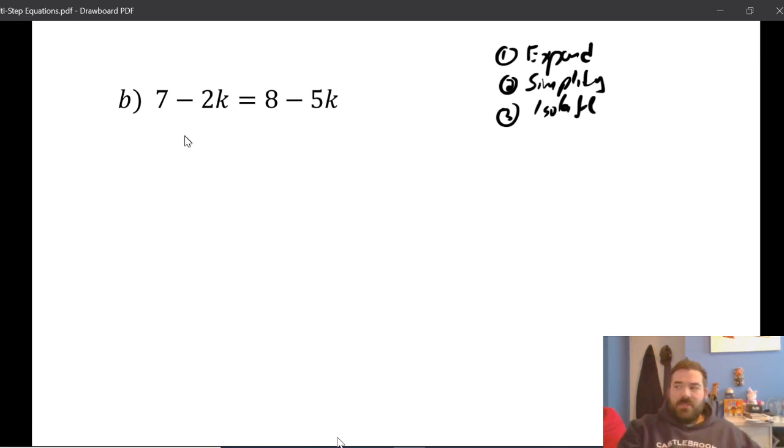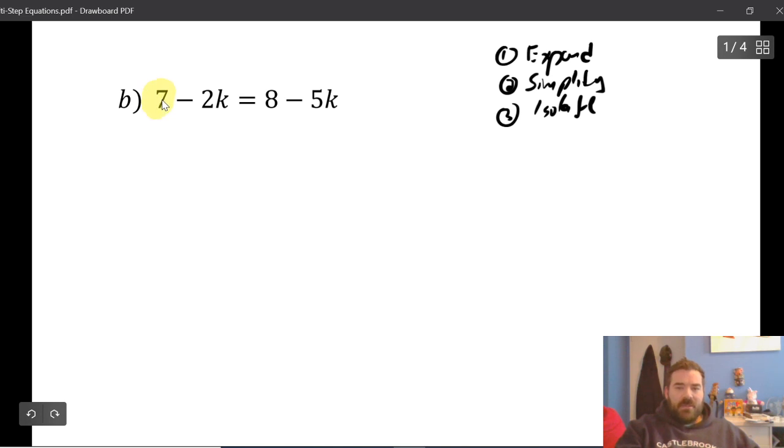All right, 7 minus 2k. Let's see. I can't do anything on this side. I can't simplify this any further because these are not like terms. So I can't go 7 minus 2k, nor can I go 8 minus 5k. They're not alike. So let's identify all my like terms.